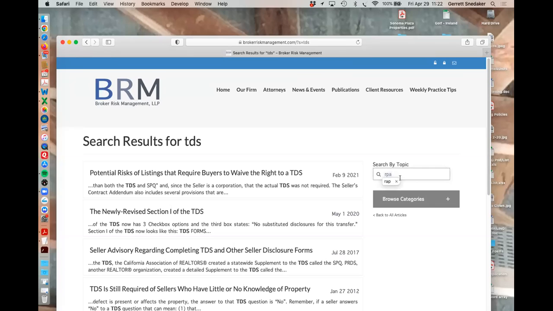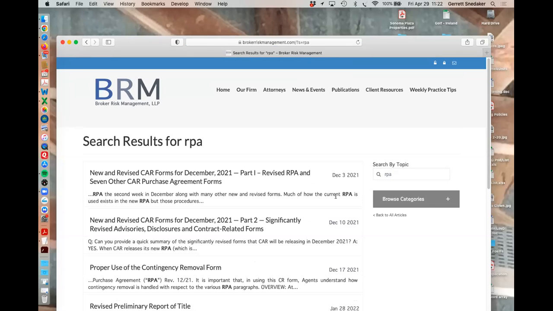Or let's say you have a question about what was that new RPA? What was that form? And then there's this whole section on the newly revised CAR forms as of December 2021, the revised RPA, and 7 other CAR purchase forms. So those are all covered in that weekly tip. This one is part 1, then there's part 2. So you can search any topic here and usually come up with an answer. It's a great resource. Use it. It'll just help increase your knowledge of how things are going.